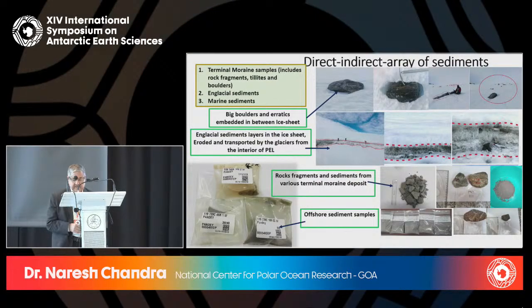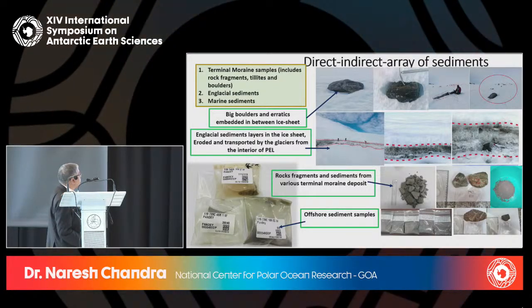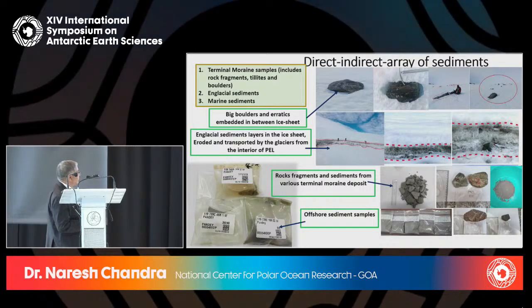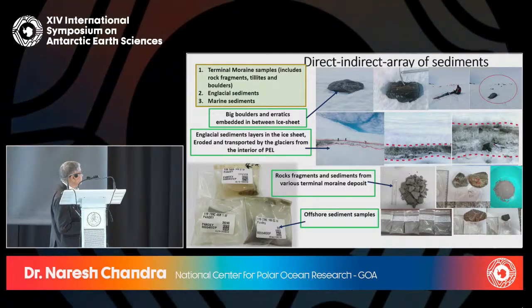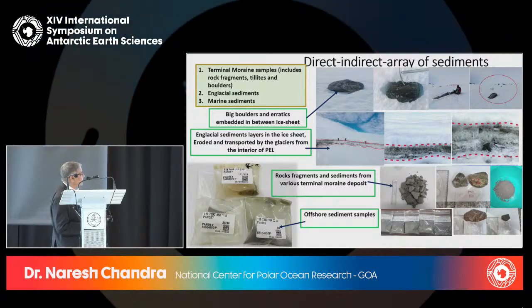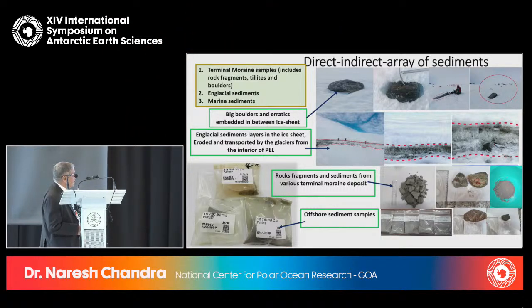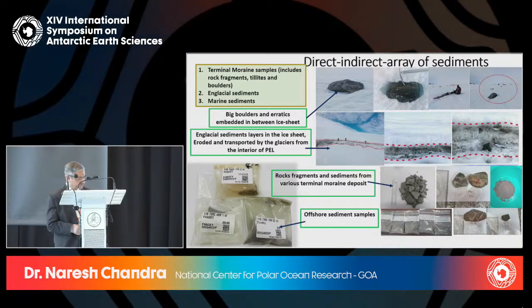For the direct-indirect sediments, there can be an array of these sediments, which includes the moraine samples from the terminal end of the moraines, the endglacial sediments, as well as the marine sediments. And I show you, these are some of the marine sediments which are there. This represents the work done, as I will be explaining a little later. Then endglacial sediment layers here. The most important in these we found are the rock fragments. If we have rock fragments, they give us the best or the most important information.